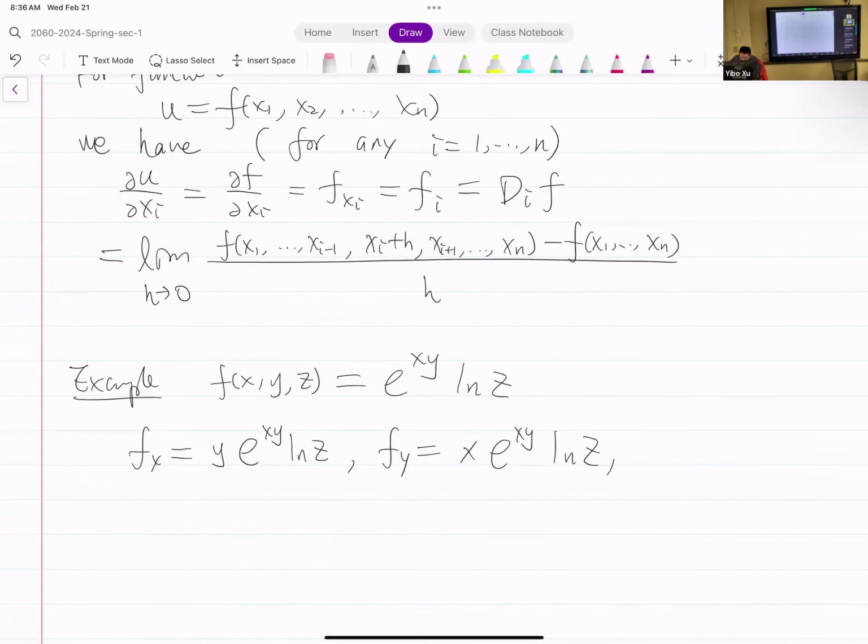And finally we have x of z. So now we see when we do the partial derivative with respect to z, this whole thing is a constant. So it's just a constant times natural log of z. And we just need to realize the derivative of natural log is just 1 over z. Okay. So it's e to the xy, which is constant, times the whole thing of this.